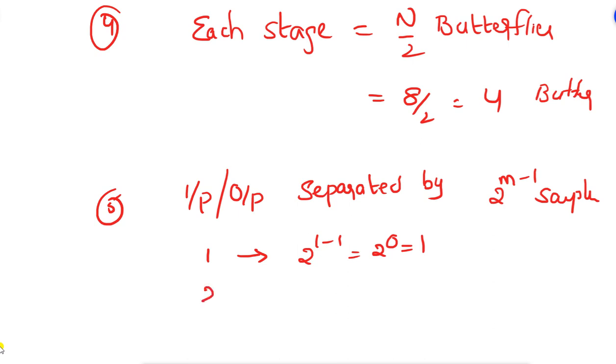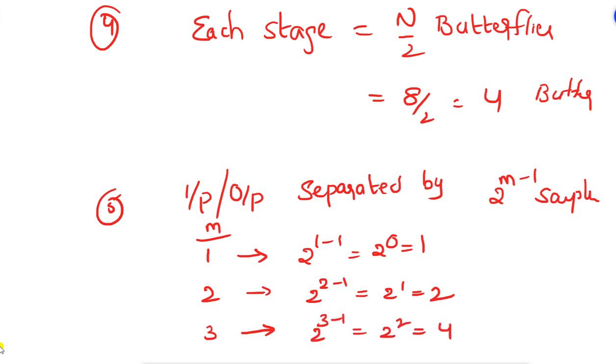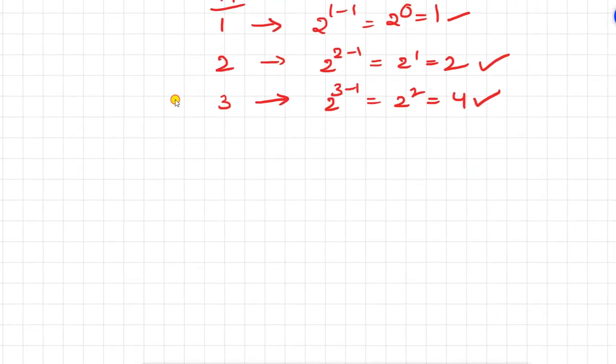For the second stage, inputs and outputs are separated by 2 power 1, that is 2 samples. For the third stage, 2 power 3 minus 1, that is 2 square, that is 4. That means for each butterfly, inputs and outputs are separated by 1 sample in stage 1, 2 samples in stage 2, and 4 samples in stage 3. That is step 5.